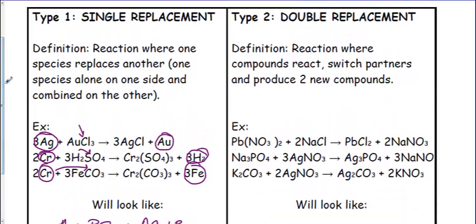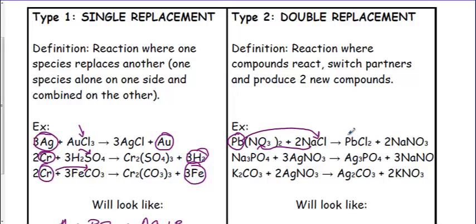That's double replacement. So if this is single replacement, double is going to involve two switches, okay, or 2 replacements here. So the definition is a reaction where compounds react, switch partners, and produce 2 new compounds. So let's look at some examples here. Lead nitrate and 2 sodium chlorides. Okay, what's going to happen is the sodium is going to pair up with the chlorine over here, and the nitrate, the sodium is actually going to pair up with the nitrate this way. So you have an arrow going this way and one going this way, indicates double replacement.